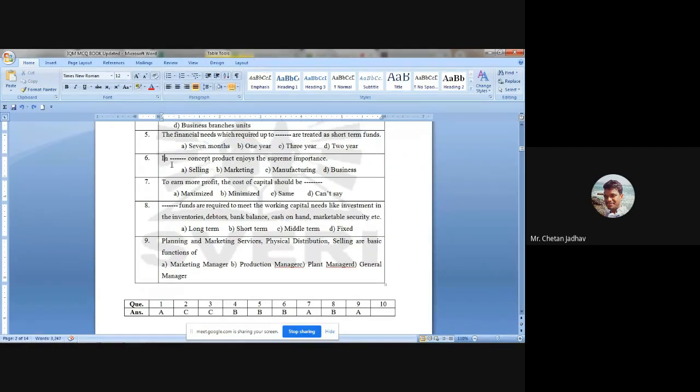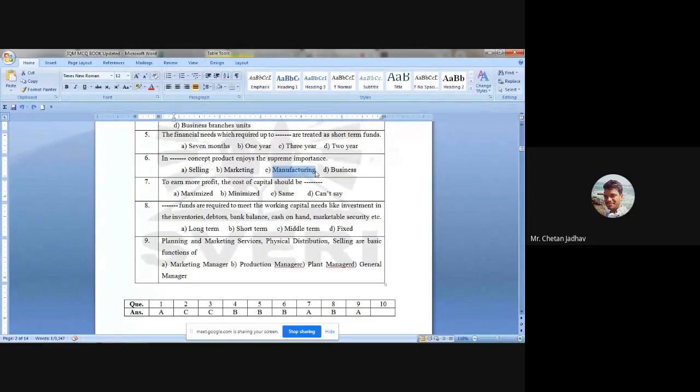Next question, number 6: in the blank concept, products enjoy supreme importance. Now you can just read the question. In the selling concept, or we can call it the marketing concept, the product enjoys supreme importance. During selling, we know the cost of that product and we have already captured the customer, so there is no more enjoyment. But in marketing, we are freshly introducing the product in the market, and that product gets large weightage and attention. So according to that focus, during marketing only the product will enjoy supreme importance.